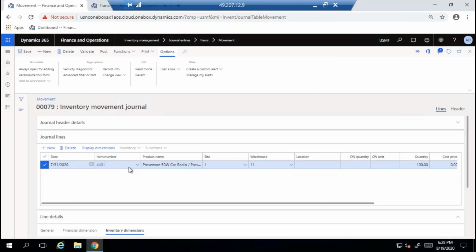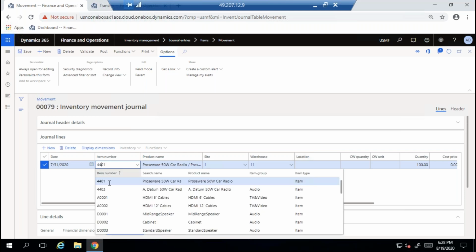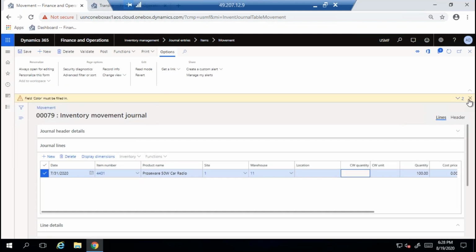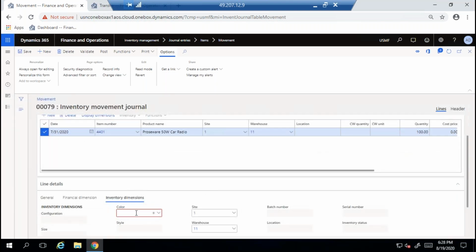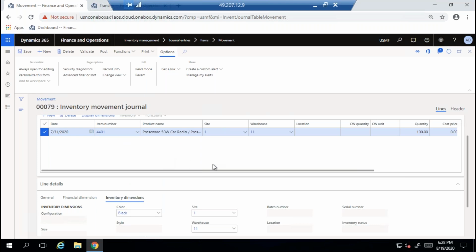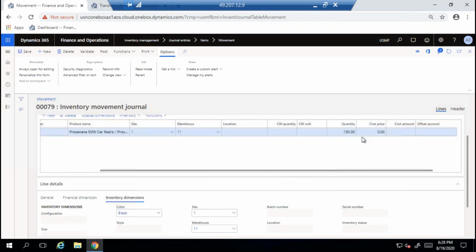Now units also mentioned. Let me change it once again: 1, 11. Color must be filled in, so I'm taking color black. Okay, cost price is not captured, so I will show this one tomorrow. So I'm not able to.